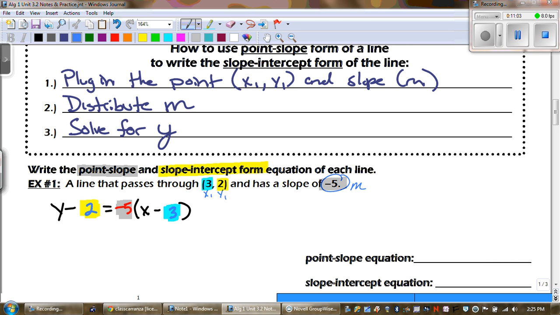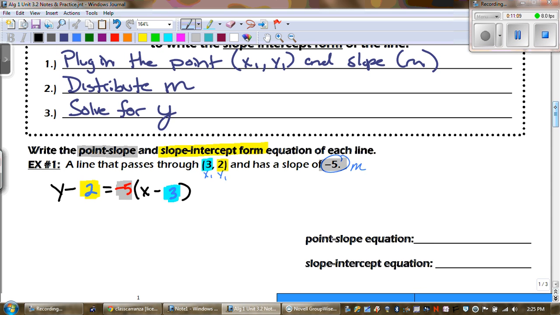Okay? Now, are there any clicks or anything that we need to do? Nope. Well, good. That is our point slope. Y minus 2 equals -5, x minus 3. Okay? So now I've done the first step. The next thing to do is to distribute. So I'm going to take this -5 and distribute it to both of those.